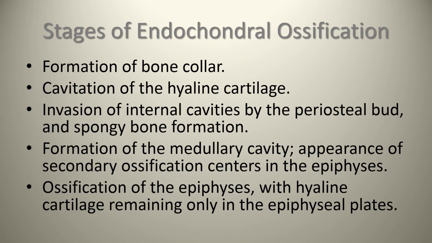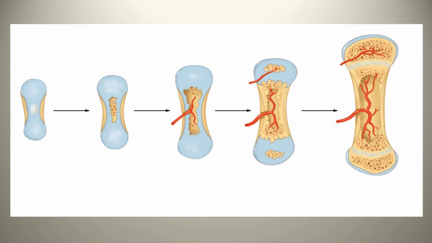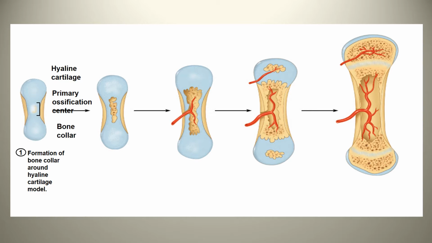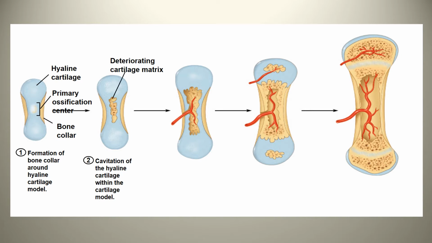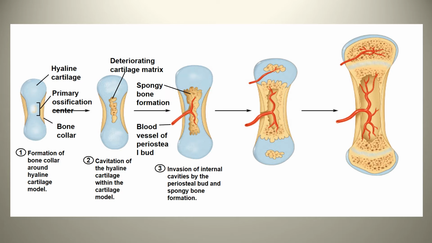So to diagrammatically animate this, we're looking here at the formation of the bone collar around the hyaline cartilage model. You can see the hyaline cartilage, the blue scaffolding on the left. There's a bit of a bone collar, which is a primary ossification center. This then cavitates within the hyaline cartilage model, and you get blood vessels of the periosteal bud and spongy bone formation via an invasion of the internal cavities by the periosteal bud and the spongy bone. You then get a medullary cavity.